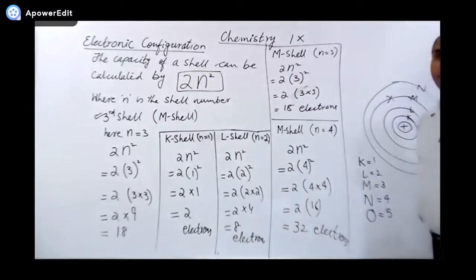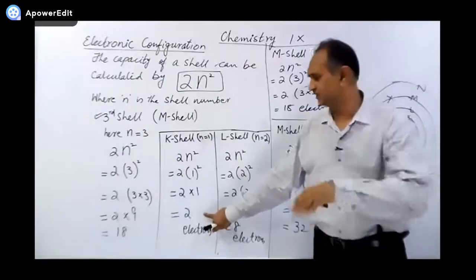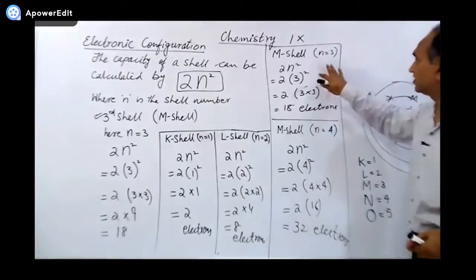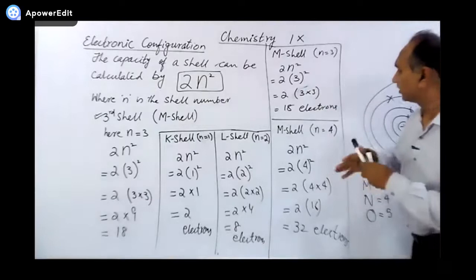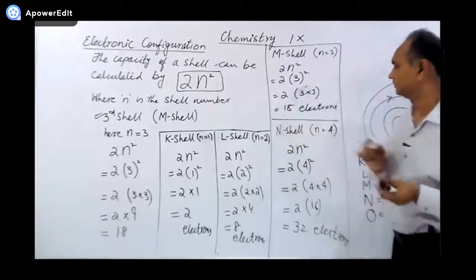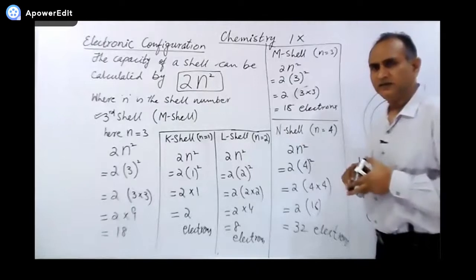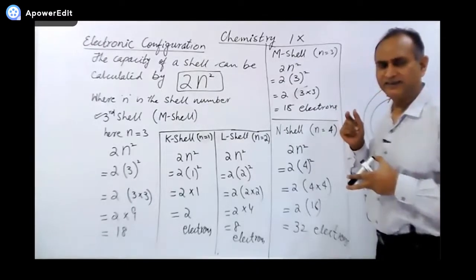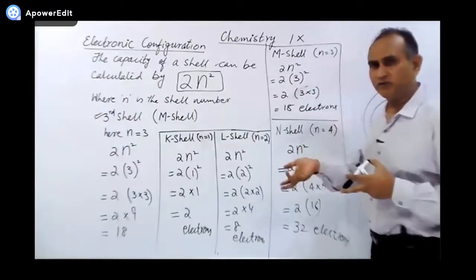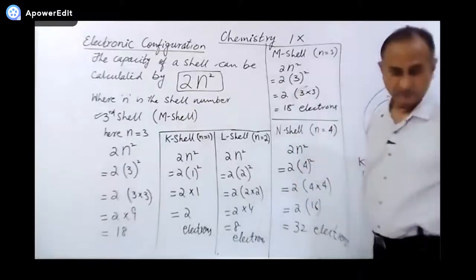So what is the capacity of the first shell? 2 electrons. It can hold just 2 electrons, not more than this. What is the capacity of L shell? 8 electrons. What is the capacity of the third shell? 18. I'm sorry, I should write over here, N shell is the fourth one, and 32. What is the capacity of the fifth one? 5 squared, 25, 25 times 2 is 50. So what is the capacity of the next one? 50 electrons. That's good. Okay?